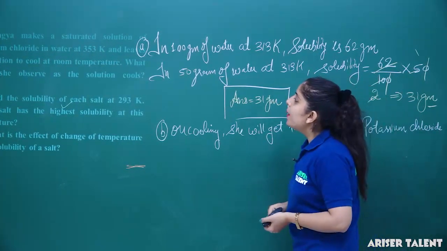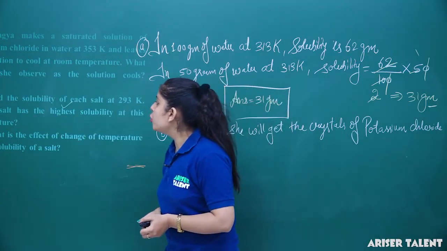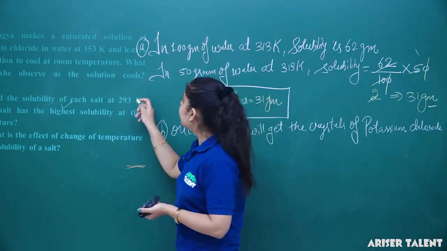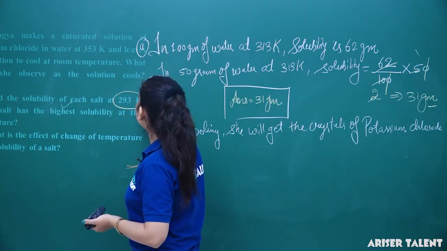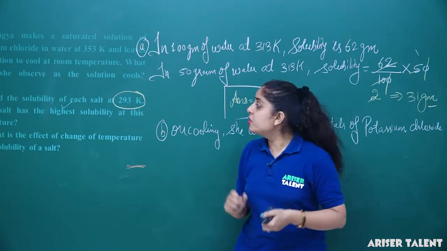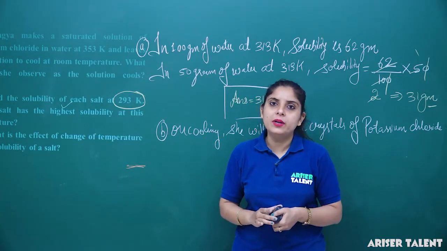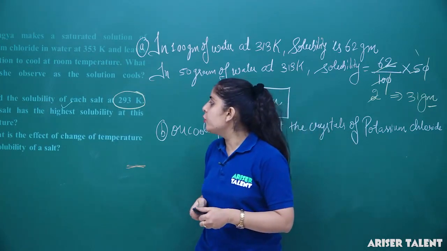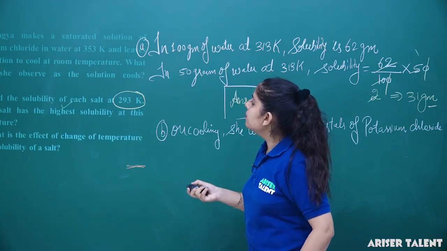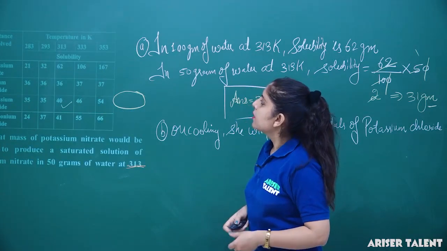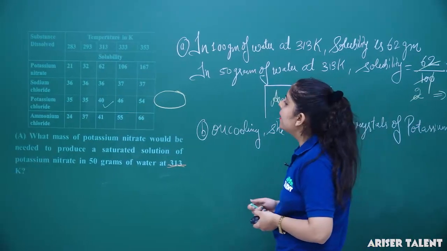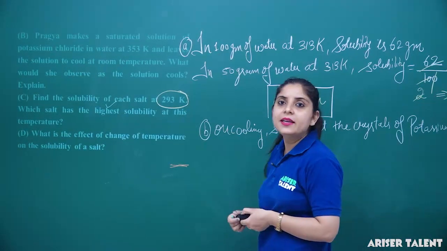Now, the third part is you have to find the solubility of each salt at 293 Kelvin. So just look at the table and observe the different components at 293 Kelvin, and you have to identify which salt has the highest solubility at this particular temperature. So what you have to do? We have to move to the table again. This is the table, and you have to observe the things at a temperature of about 293 Kelvin.